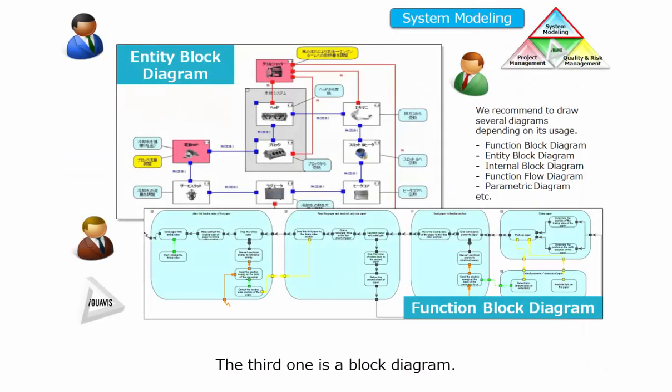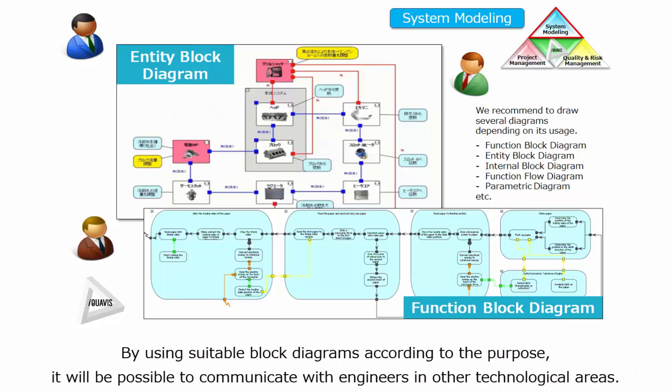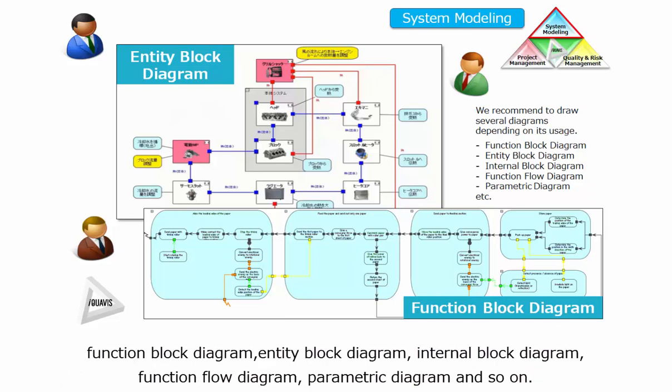The third one is a block diagram. The purpose of using block diagrams is to visualize the mechanisms of the system. By using suitable block diagrams according to the purpose, it will be possible to communicate with engineers in other technological areas. Here are examples of the block diagram: function block diagram, entity block diagram, internal block diagram, function flow diagram, parametric diagram, and so on.